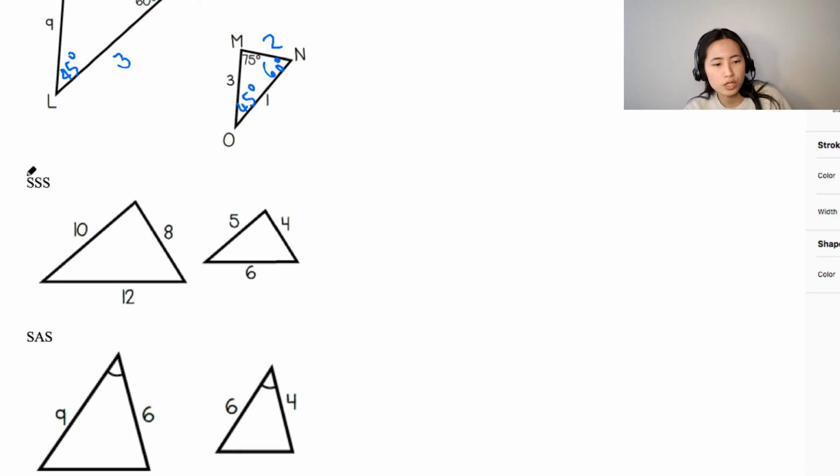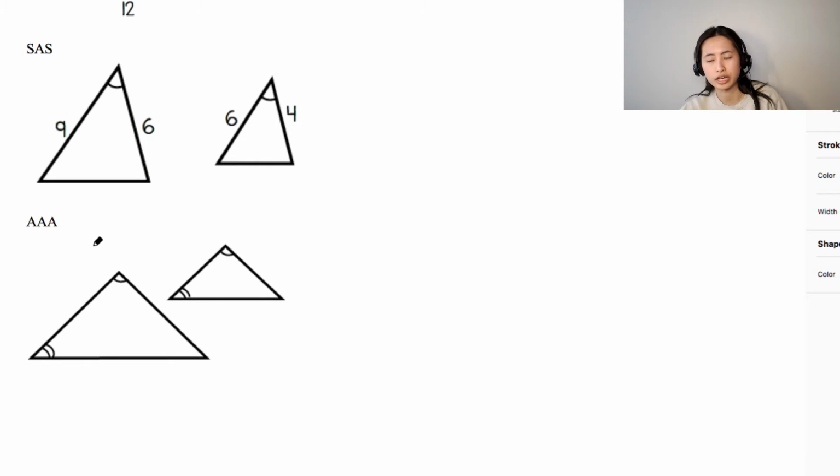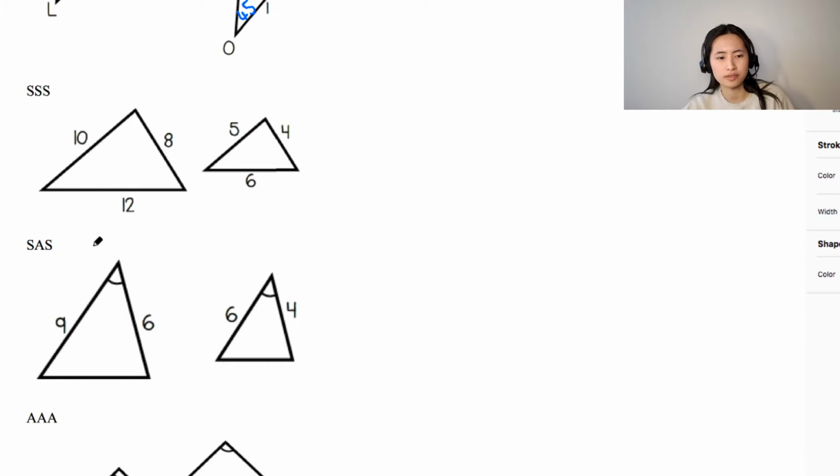So if you're referring to SSS, right? Probably in class, you've heard your teacher talk about SSS, SAS, and AAA. The only difference between the three is how the triangles are similar to one another. The first case is side, side, side.